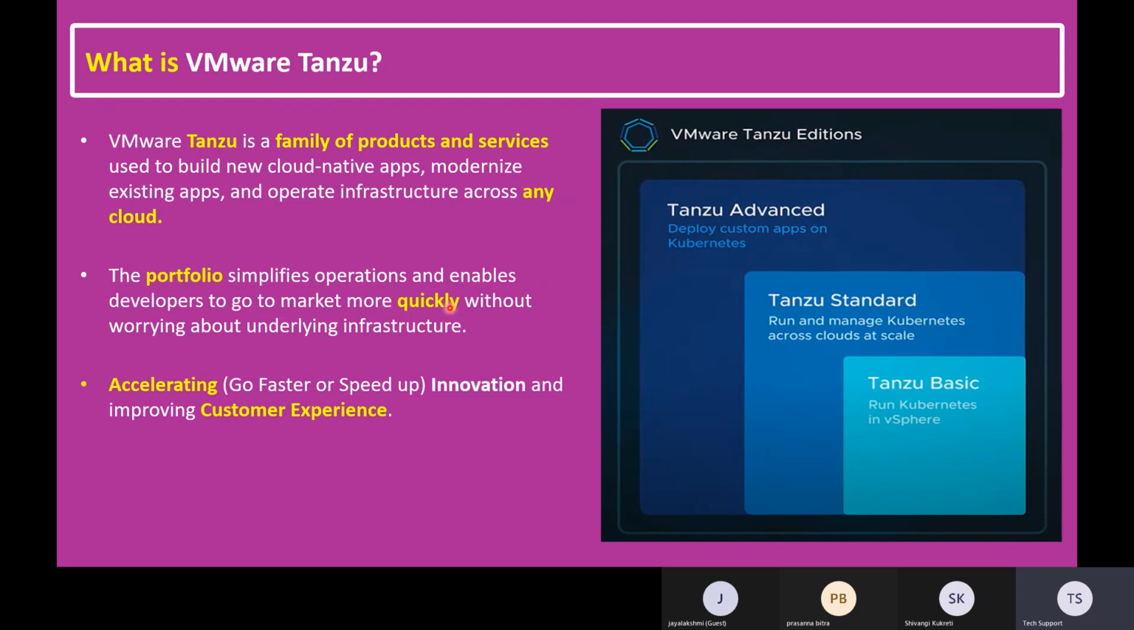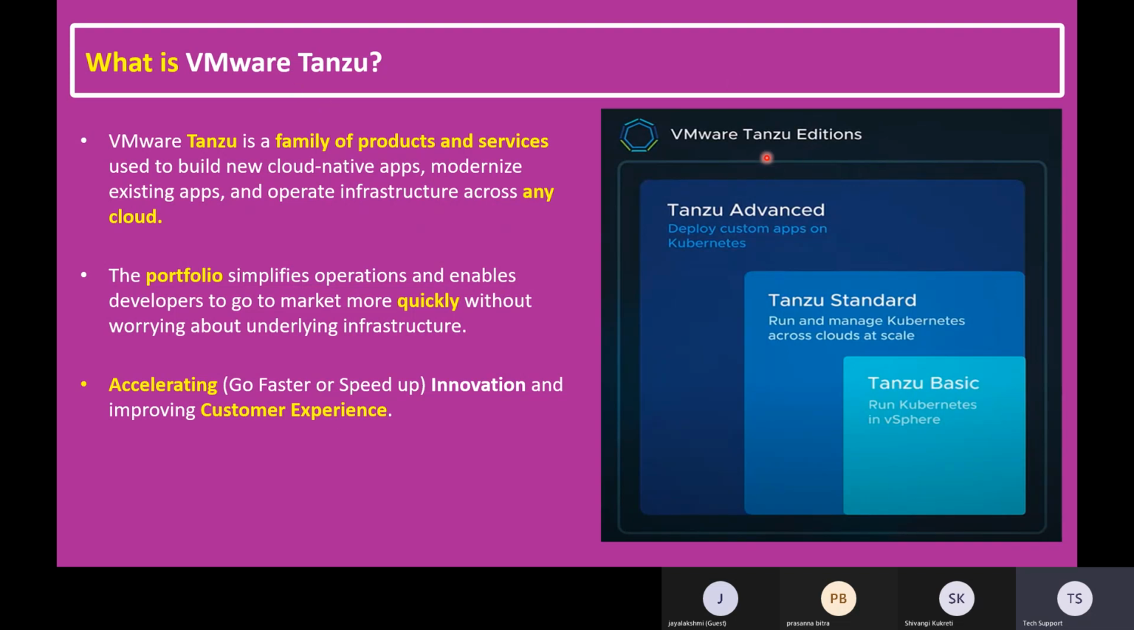Even if any customer wants to deploy applications in production, we need not worry. We can use an enterprise Kubernetes product, that is VMware Tanzu, and move more quickly without worrying about the underlying infrastructure, because with Tanzu applications you need not worry about your infrastructure. You can run anywhere. And accelerating means going faster or speeding up innovation and improving customer experience. That is the importance of Tanzu.